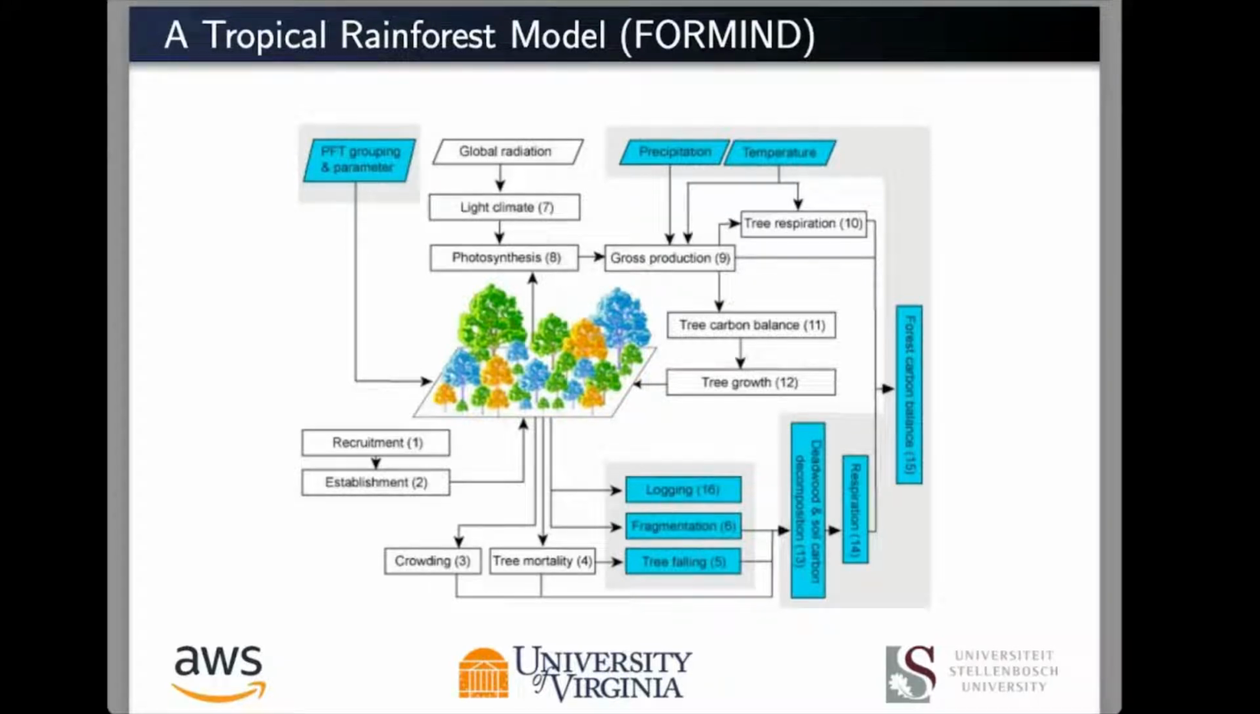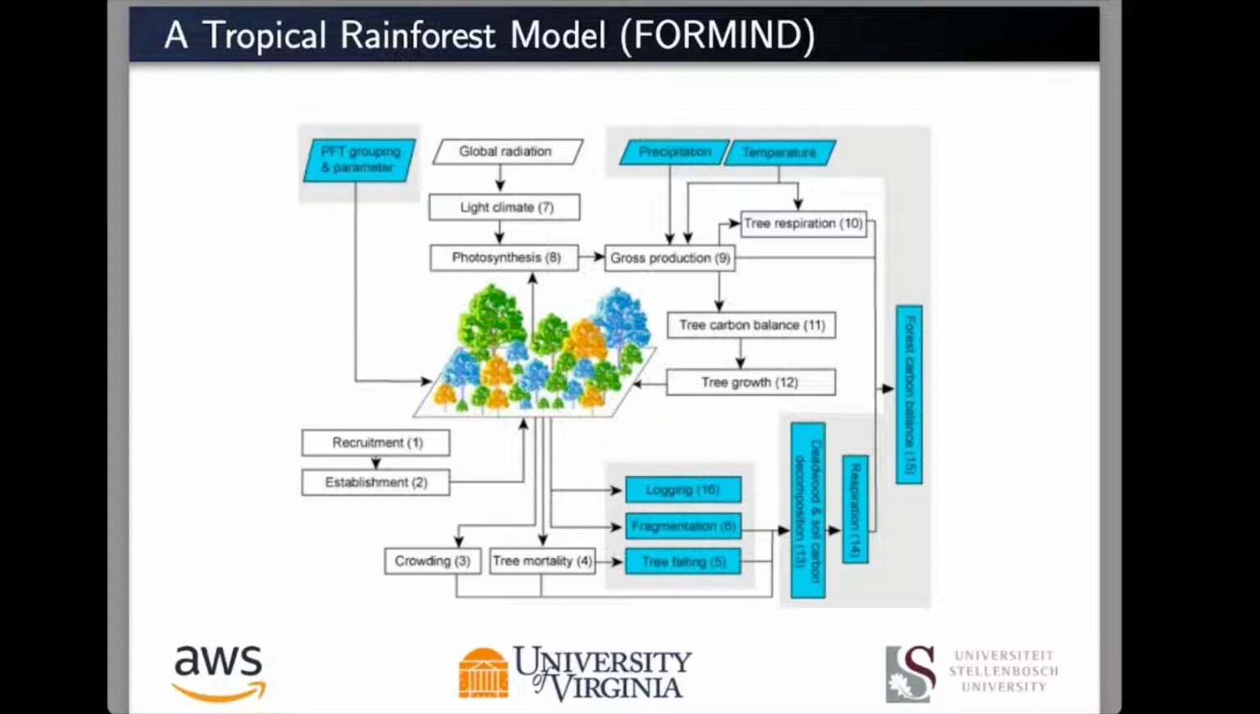And just to give you a super high level view of the complexity of these models, this is a more modern individual model that's actually customized to study the growth and development of tropical rainforests under environmental pressures, whether they're human or atmospheric or what have you.